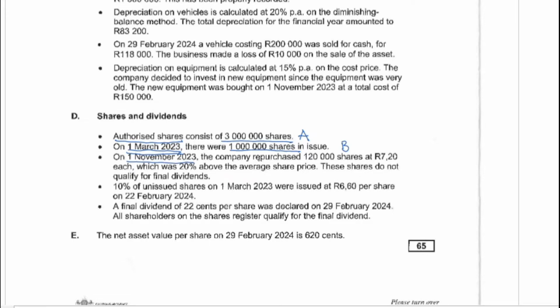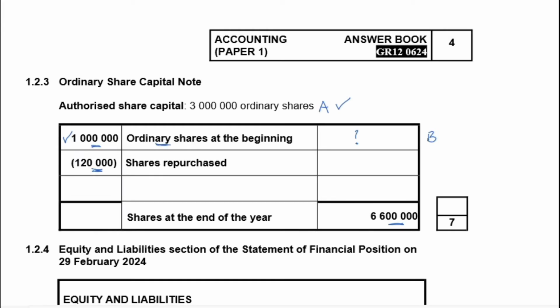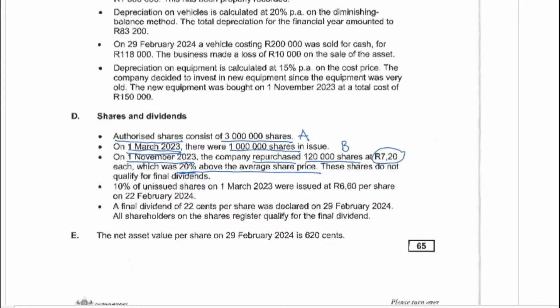On 1 November 2023, the company repurchased 120,000 shares at 7.20 Rand each, which was 20% above the average share price. These shares do not qualify for final dividends. This information relates to the shares that were repurchased. The number of shares repurchased is given, but the value is not, so we will have to calculate that figure.